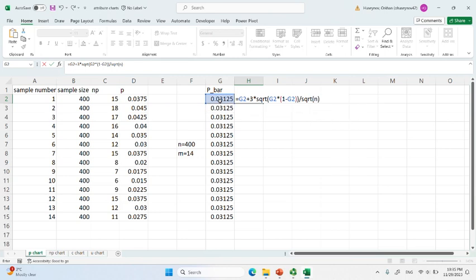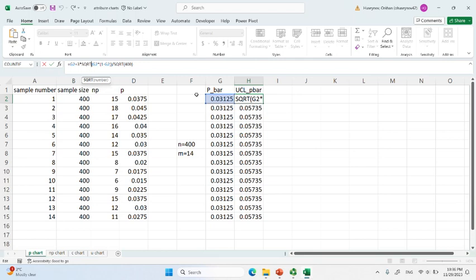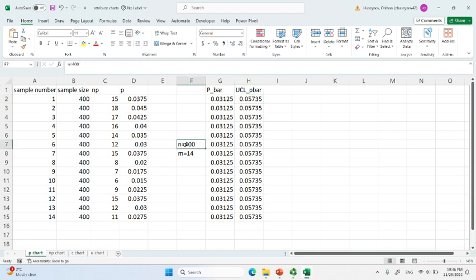The n value is 400. So I will just put 400. That's the n value. Okay, this is the upper control limit. And then let me see, it worked correctly. Yes, it works.